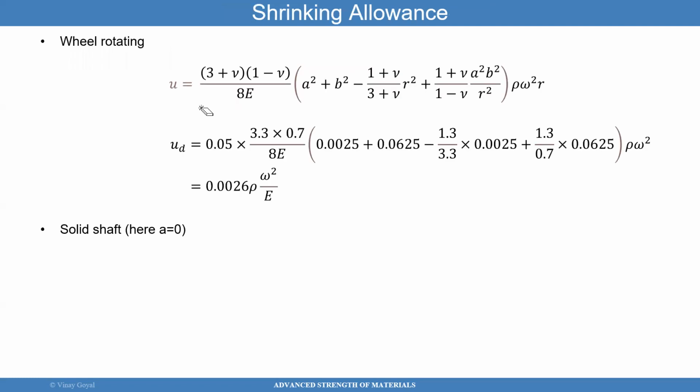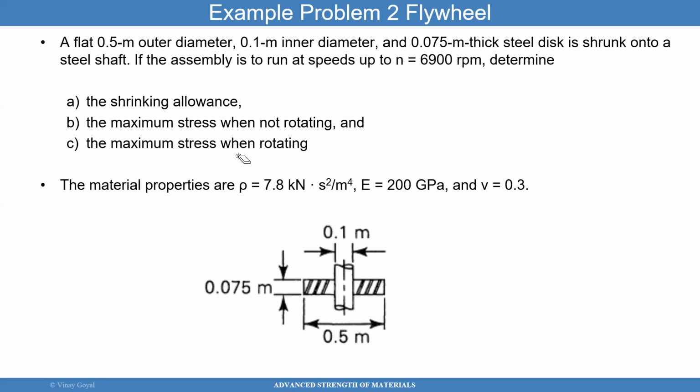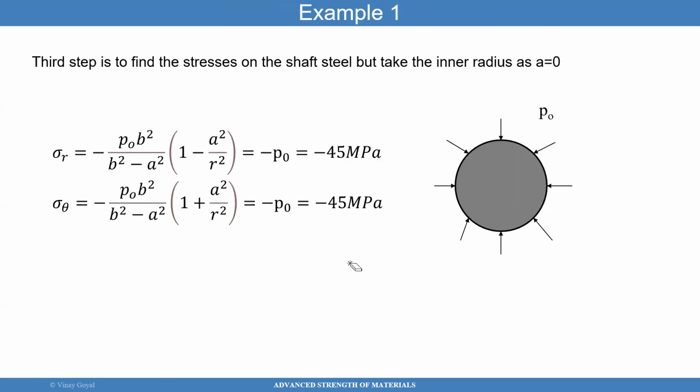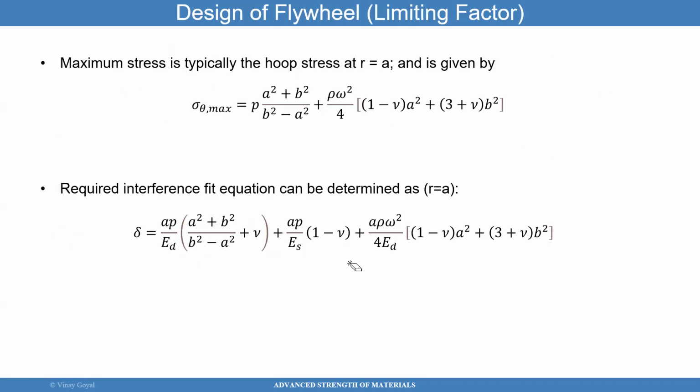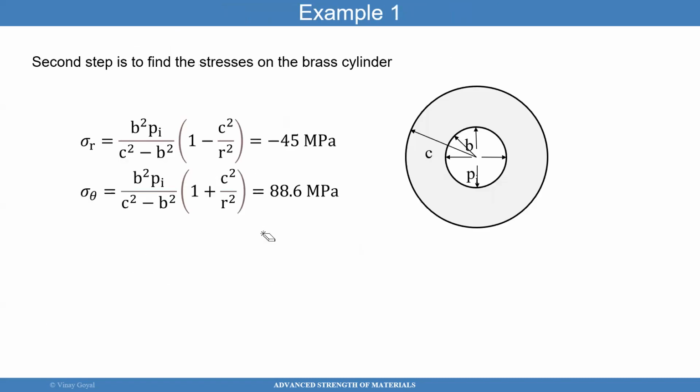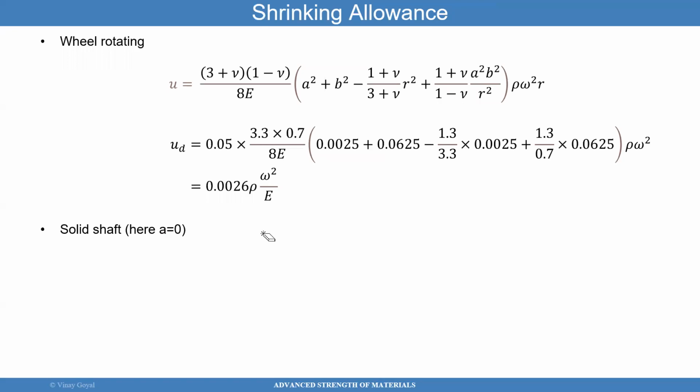So the shrinkage allowance is, okay, and also note that the material for this system, they're both steel. They're not different materials. So I can use the equations I've been using for delta, the shrinkage allowance. So forget about omega, for example, for a second. ES and ED, the moduli of the different materials, are the same in this case. But now I also have the rotating speed being included.